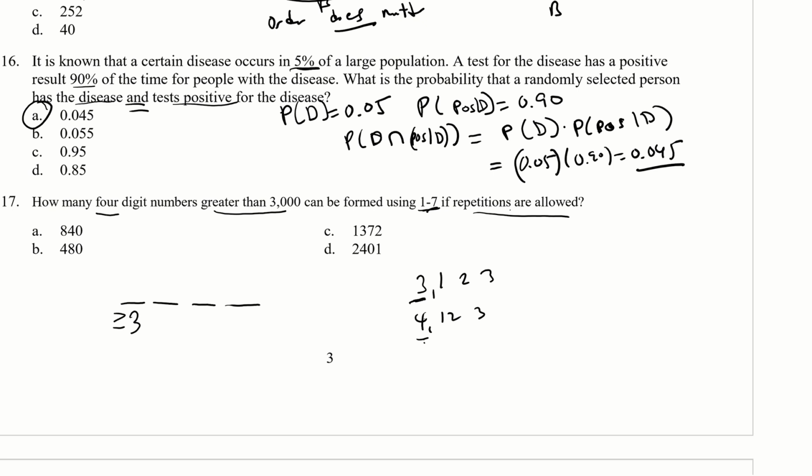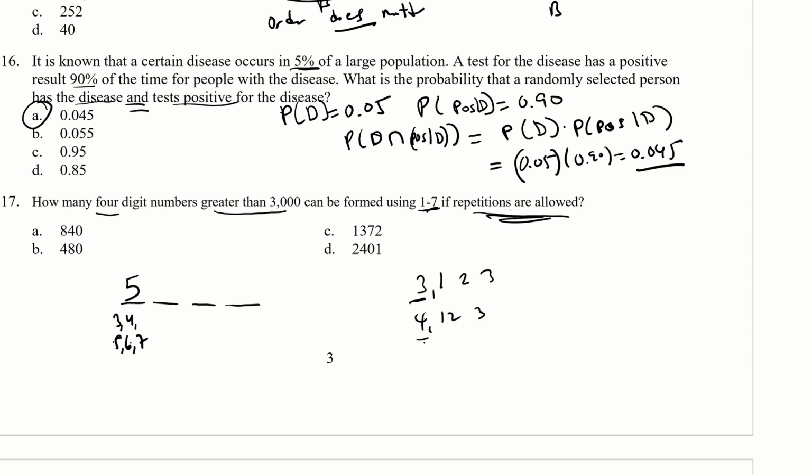So that means, let me write this down. For the first digit, I can use 3, 4, 5, 6, or 7, which means 1, 2, 3, 4, 5 options. I got 5 options here for that first digit. Now, it says repetitions are allowed, so I can repeat that. Even if I choose one of these ones, it's not going to affect my count.